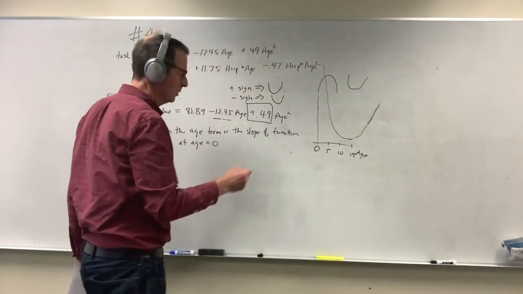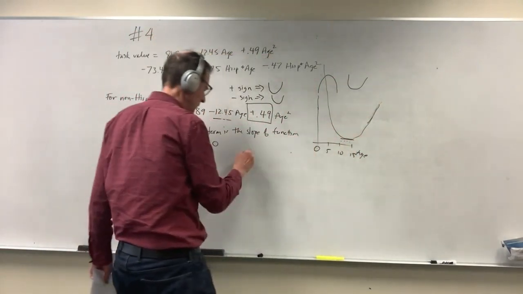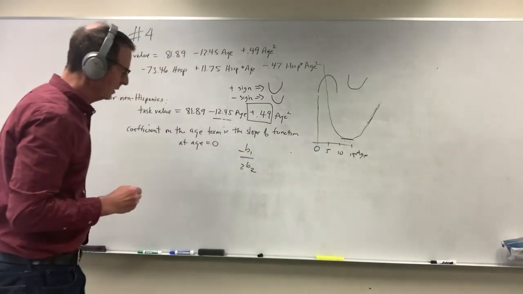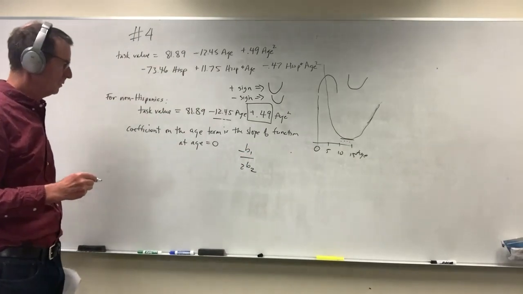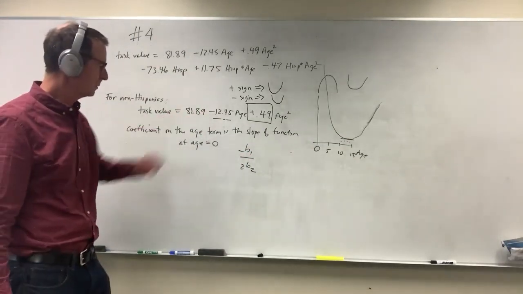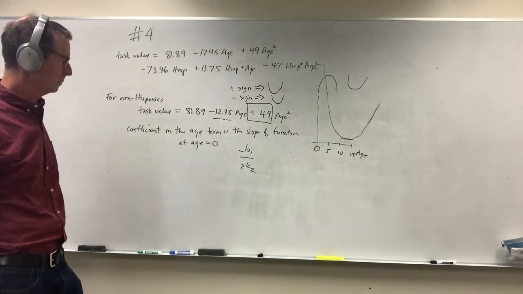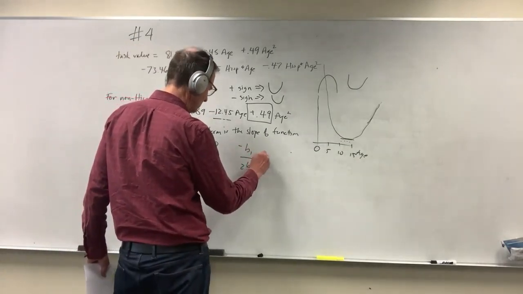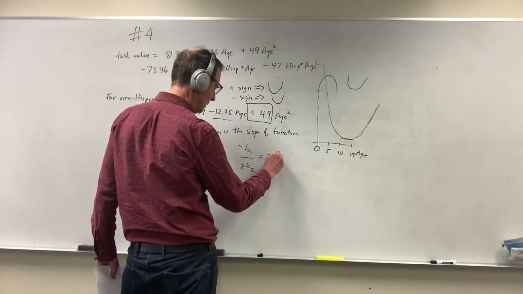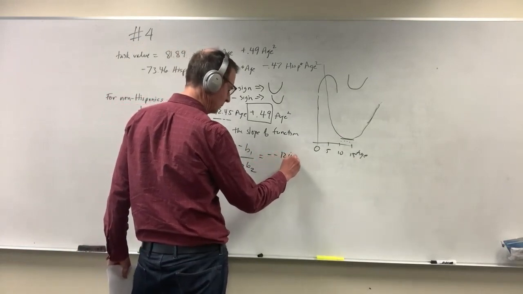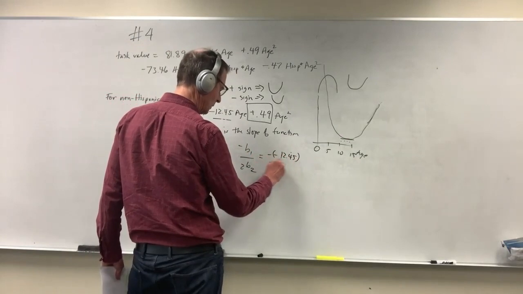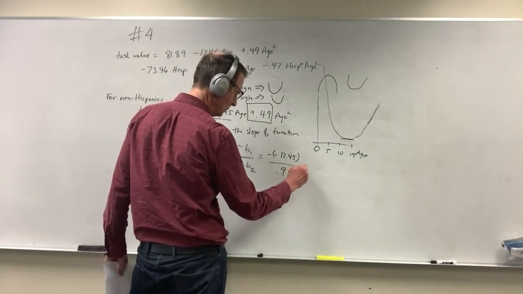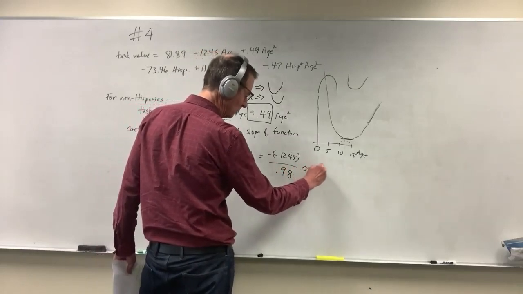But the slope of 0 is going to be minus b1 over 2b2. All right, if you go back to the lecture where we talked about this, it's just getting this derivative and solving for where the derivative is 0. Minus b1 over 2b2 is going to be minus a minus 12.45, in other words, plus 12.45 divided by 2 times 0.49. And that is about plus 12.7.